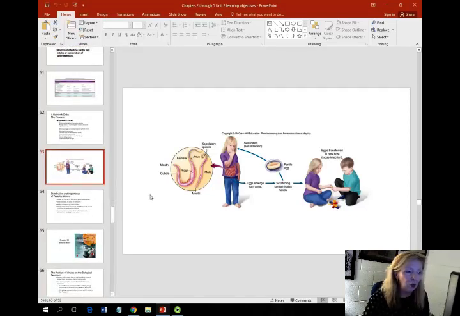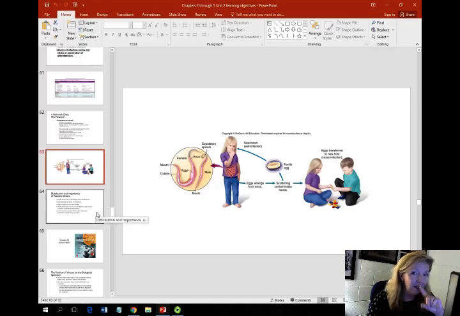The adult females come out at night from the anus. The adult worms are about the size of a grain of rice, so they're not big worms like tapeworms and roundworms can be, but they come out at night and they lay their eggs in the perianal area, and that's why that causes irritation and itching.